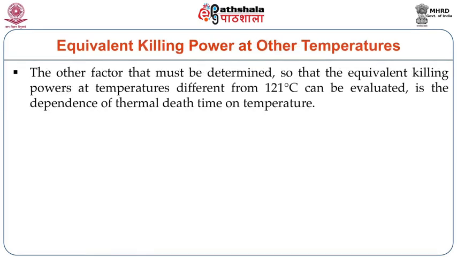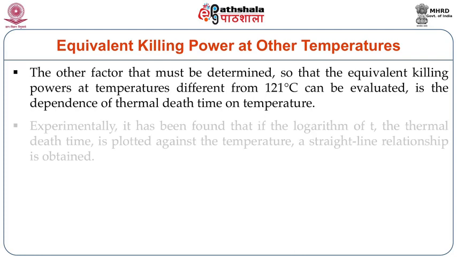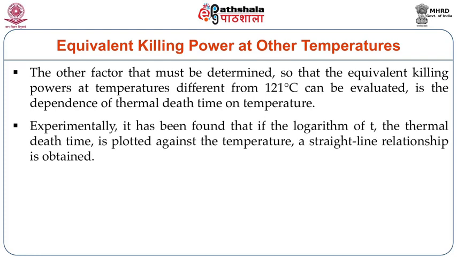After understanding the thermal death time curve, another factor that must be determined, so that the equivalent killing power at temperatures different from 121 degrees centigrade can be evaluated, is the dependence of thermal death time on temperature. Experimentally, it has been found that if the logarithm of the thermal death time is plotted against the temperature, a straight line relationship is obtained. You can see the figure in which the thermal death time and the temperature relationships are shown.